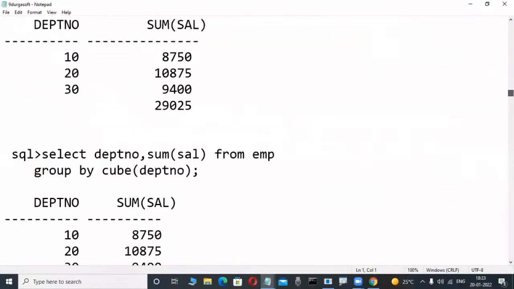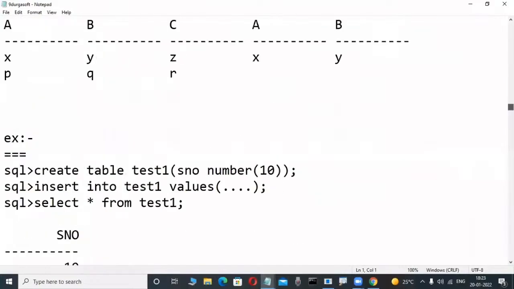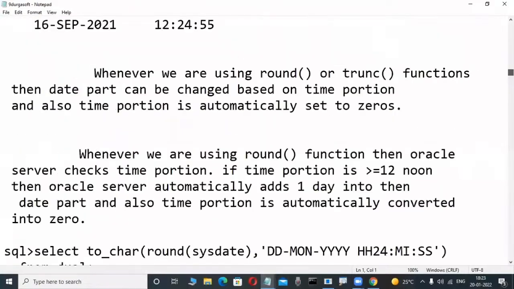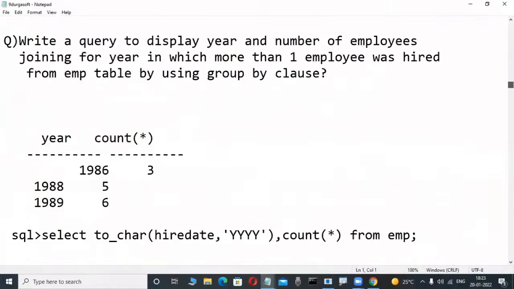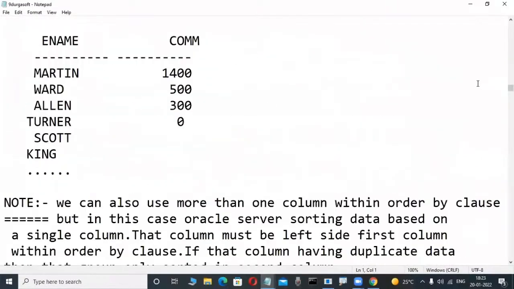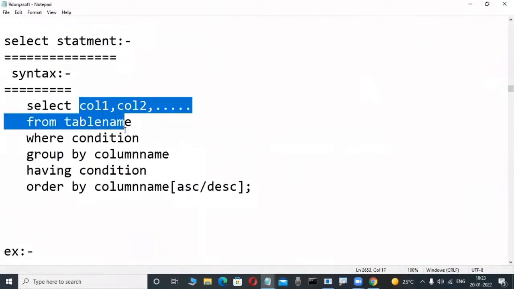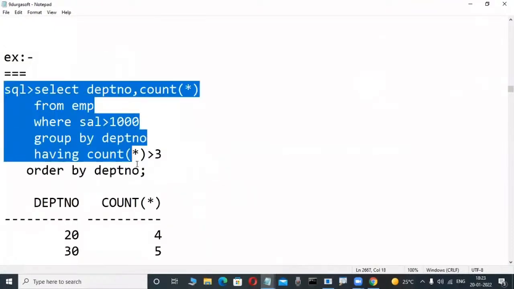In another batch completed, all these things are there. Those are all the things you are learning. Here, select statement. These are simple concepts only. These queries you are writing.